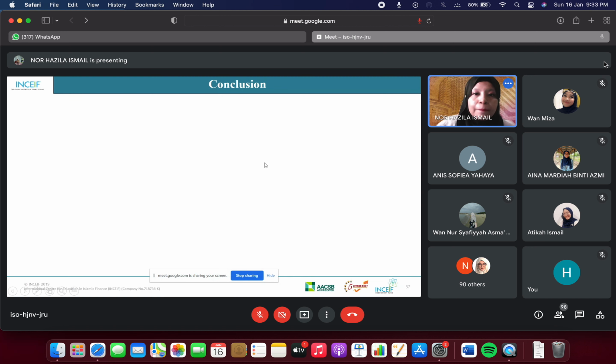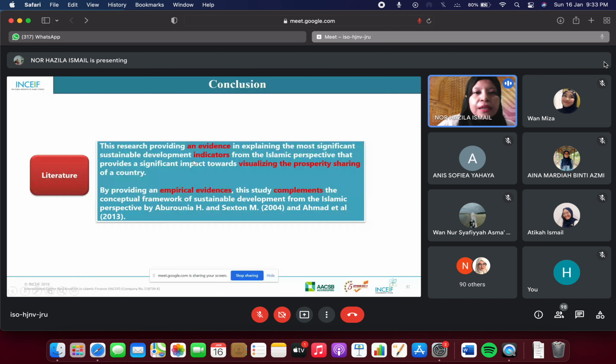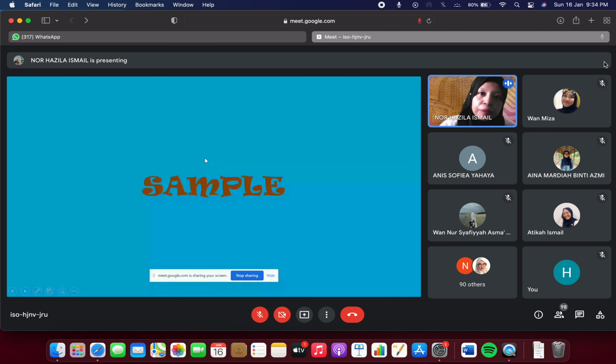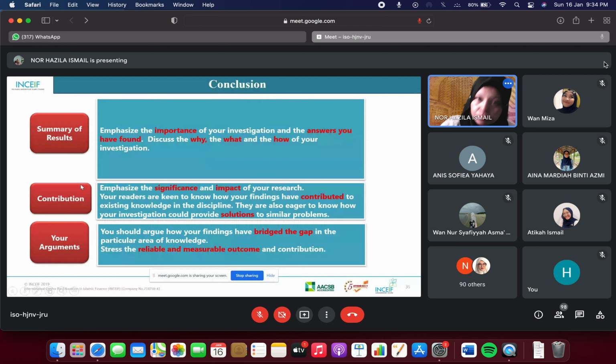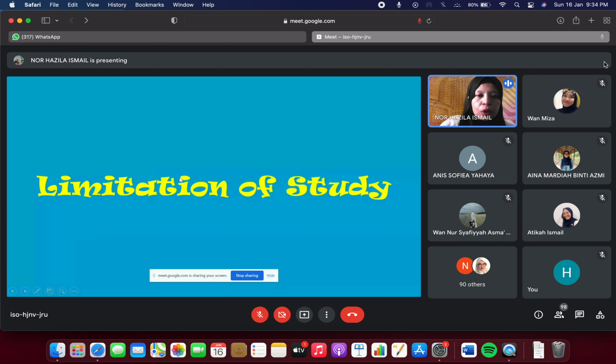Okay, so just a small sample. I would say this research provides evidence on the indicators of this, that is my own example, and then I am providing the empirical evidence to complement the conceptual framework. Okay, so this is how you can put it into your conclusion, just one page. Okay, like this is the summary, telling again your contribution, and how you are actually filling the gap. Okay, so this is only on top of the five or six that you should have.